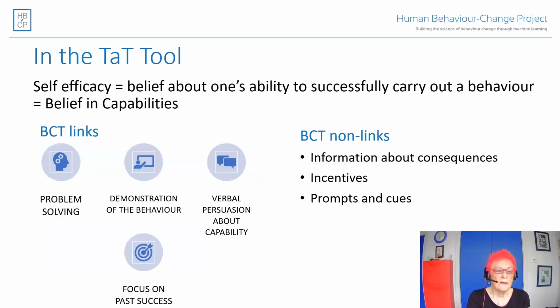When we look at the TAT tool, self-efficacy comes under the heading of belief and capabilities. Belief about one's ability to successfully carry out a behavior. And we've identified some links and some non-links. So the links for this mechanism of action included problem solving, demonstration of the behavior, verbal persuasion about capability, focus on past success. Non-links, things that would be unwise to use to change self-efficacy, were information about consequences, incentives, prompts and cues. So in the intervention we developed, we used verbal persuasion and focus on past success.